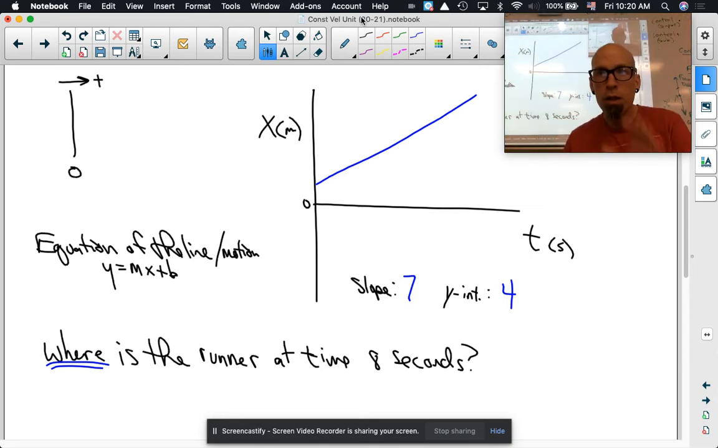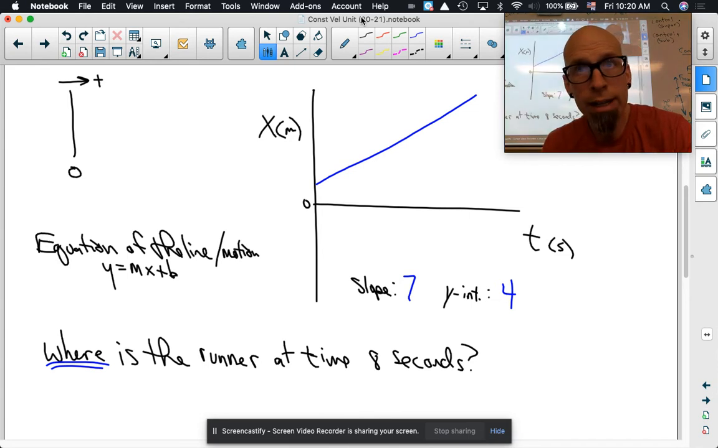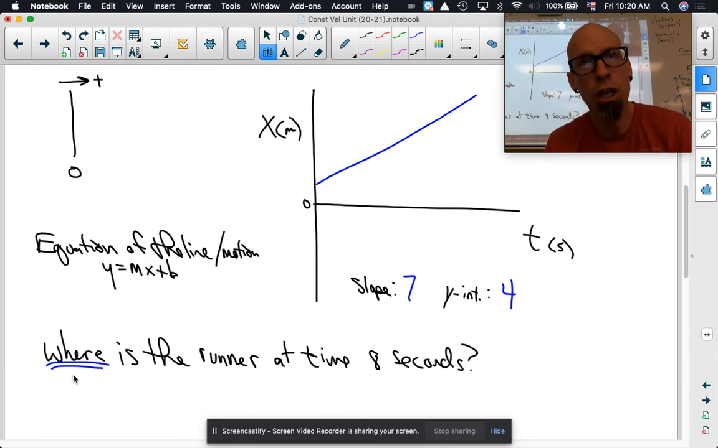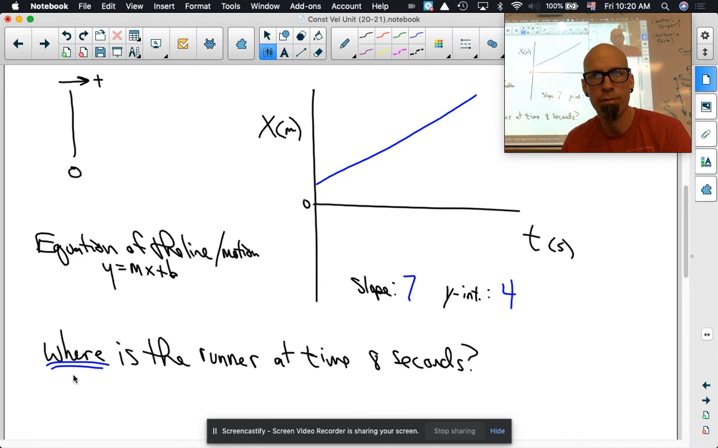So pause the video, look at this, sketch all this in your comp book, sketch a motion map, write out the equation of motion, and then use the equation to find out where. Remember, where is position, okay? What is the position of the runner at time 8 seconds? So do all that, pause, do all that, and then watch the solution.